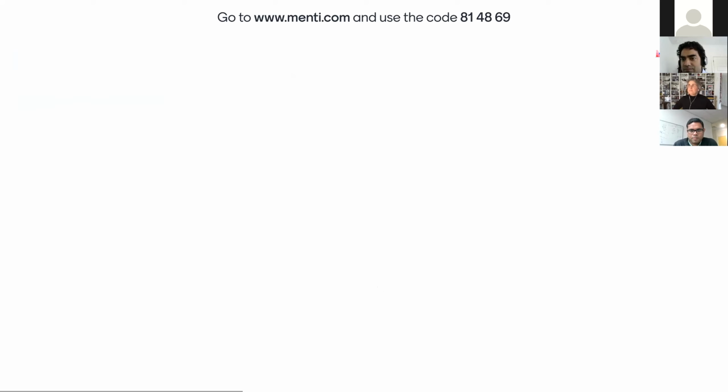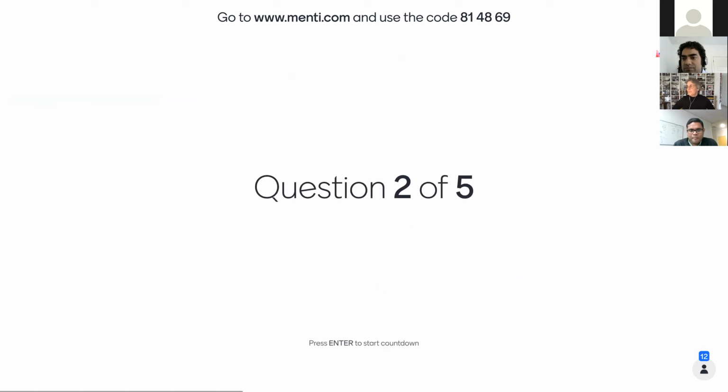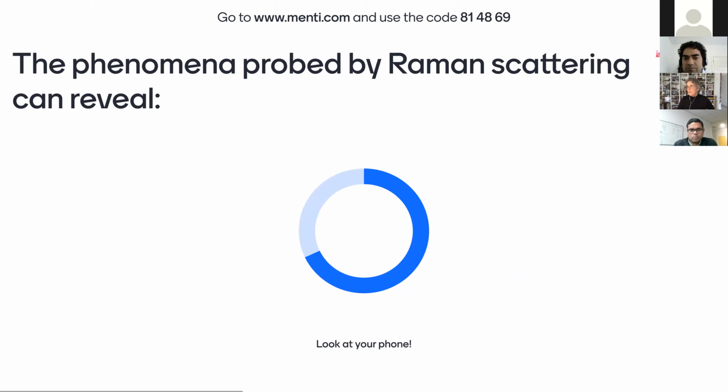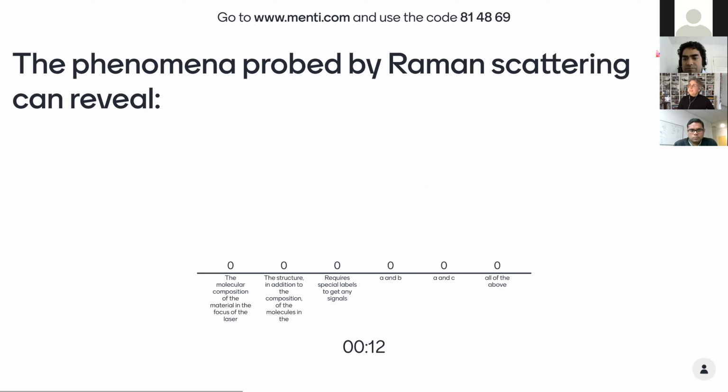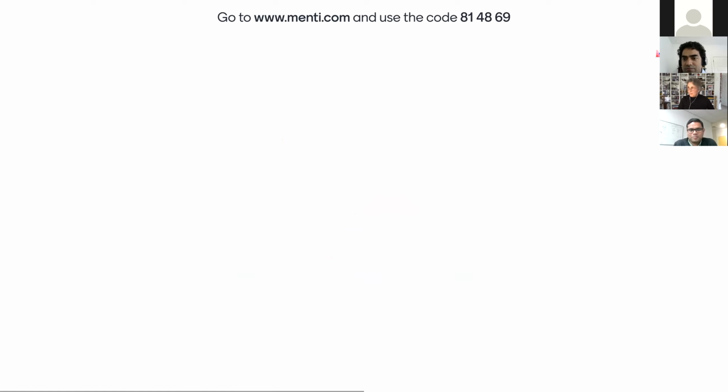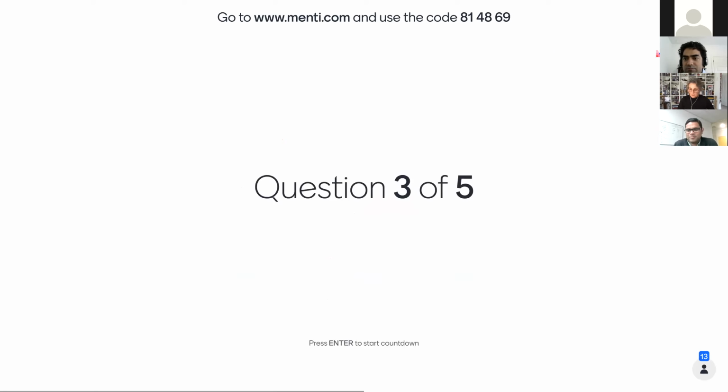The next question should really be a review of the learnings from the talk. The phenomena probed by Raman scattering can reveal the molecular composition, the structure in addition to the composition of the molecules, and it requires specific labels to get any signals. You have to be careful because it could be A and B, A and C, and all. Three people only got A and B.